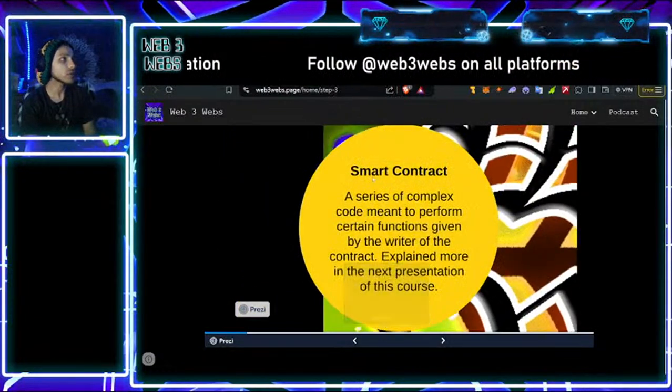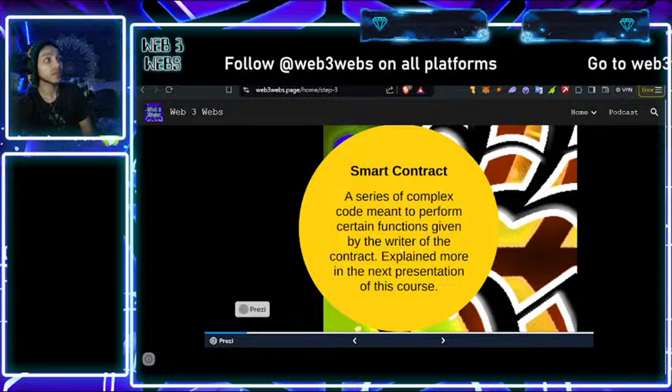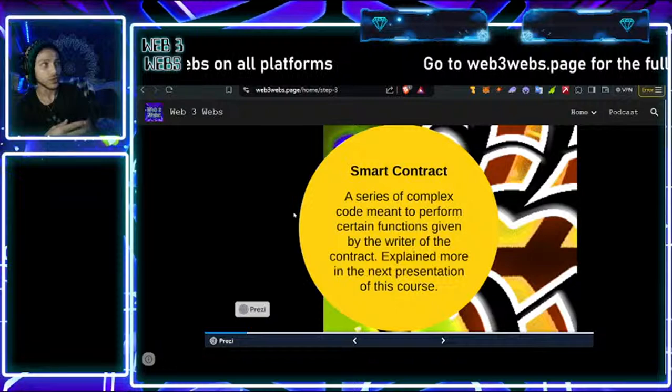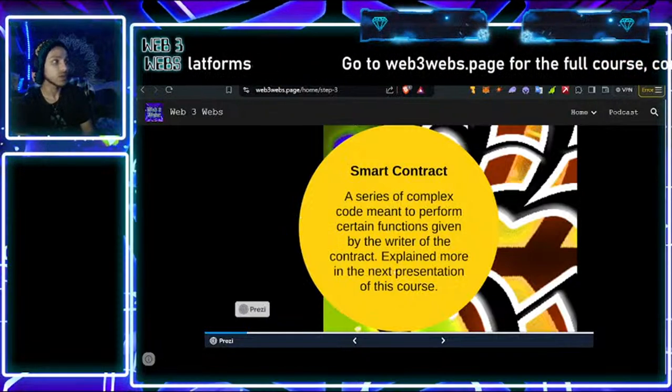We got smart contract, which is a series of complex code to perform certain functions given by the writer of the contract, and I'll explain more in the next presentation of the course.